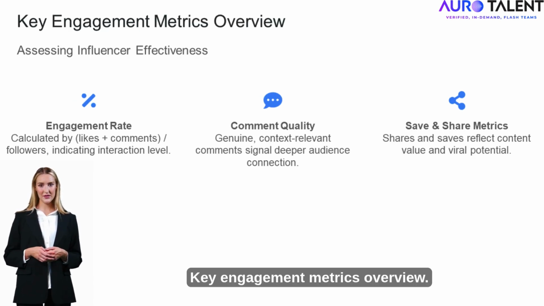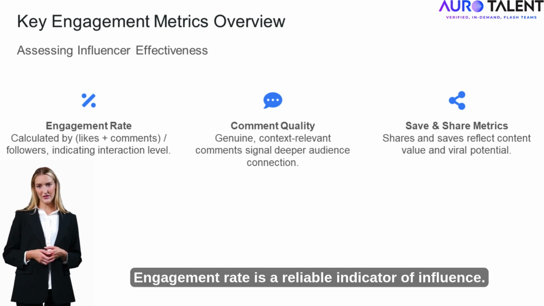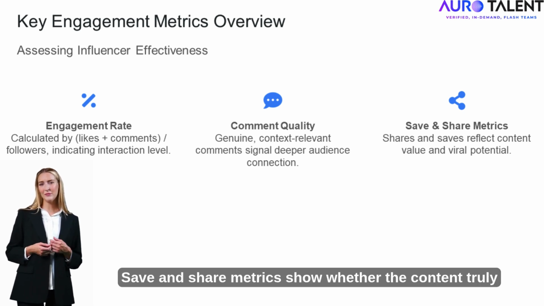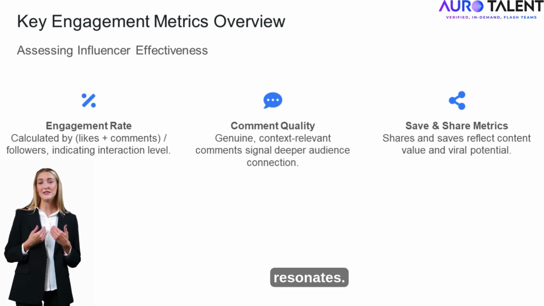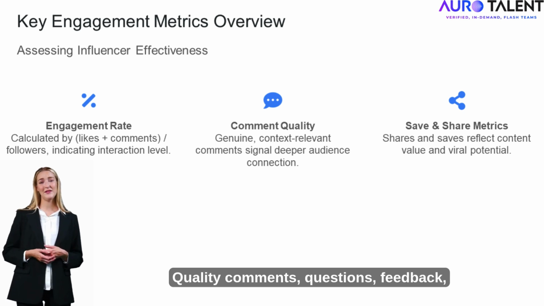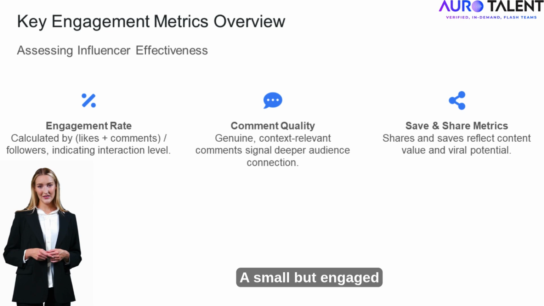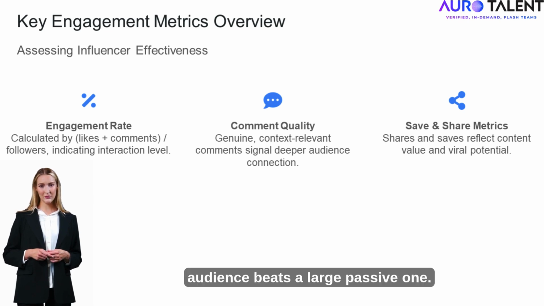Key engagement metrics overview. Engagement rate is a reliable indicator of influence. It's not just about likes, but how meaningfully people interact with the content. Save and share metrics show whether the content truly resonates. Quality comments, questions, feedback, and mentions signal deeper impact. A small but engaged audience beats a large passive one.